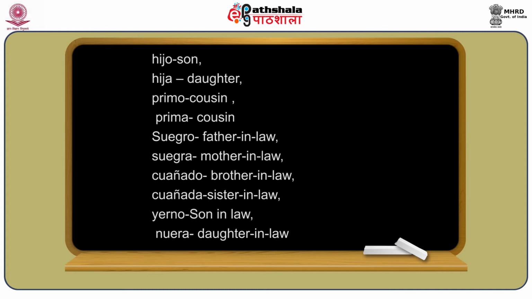Father-in-law is suegro, mother-in-law is suegra, brother-in-law is cuñado, sister-in-law is cuñada, son-in-law is yerno, and daughter-in-law is nuera. So the relationships that we have just seen are madre, padre, abuelo, abuela, tío, tía, marido, mujer, hermano, hermana, hijo, hija, primo, prima, suegro, suegra, cuñado, cuñada, yerno y nuera.